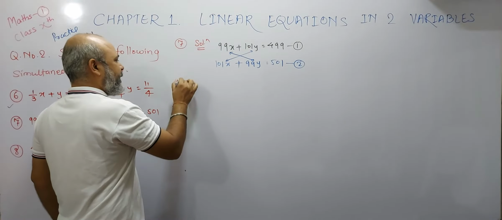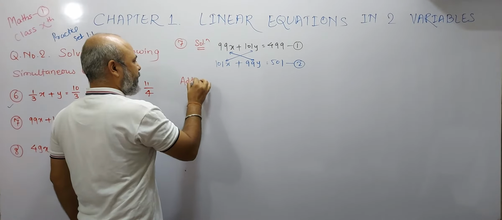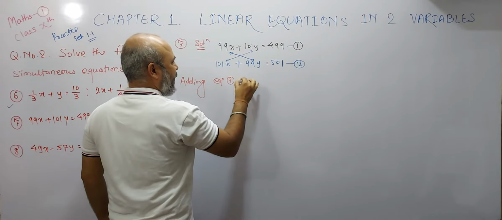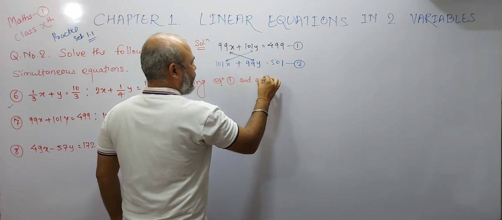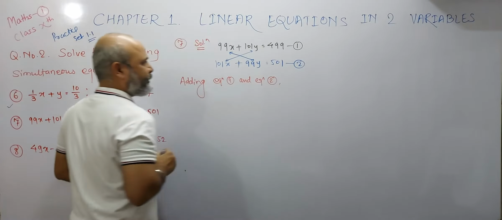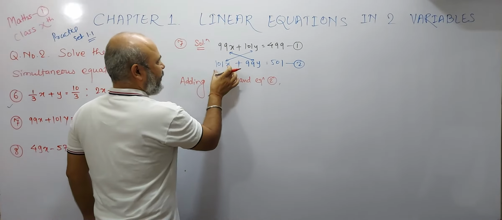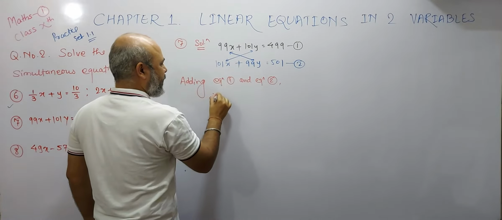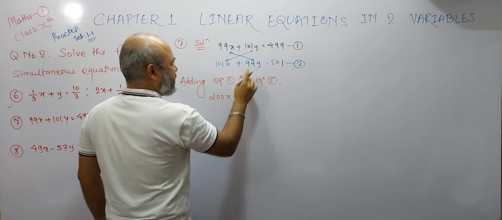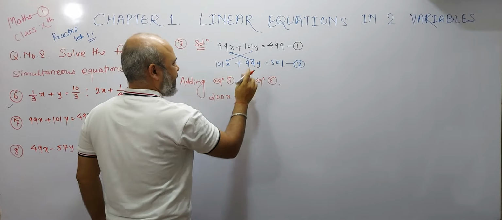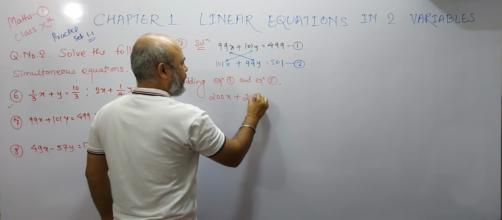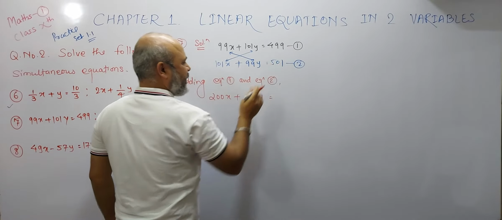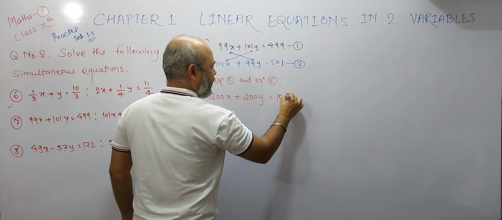So I will write adding. First step, adding equation 1 and equation 2. Okay, so just you will add. So what will you get students? You will get 200x plus, this will be what? 101 plus 99, 200y, and this will be what students? 499 plus 501, this will be 1000.